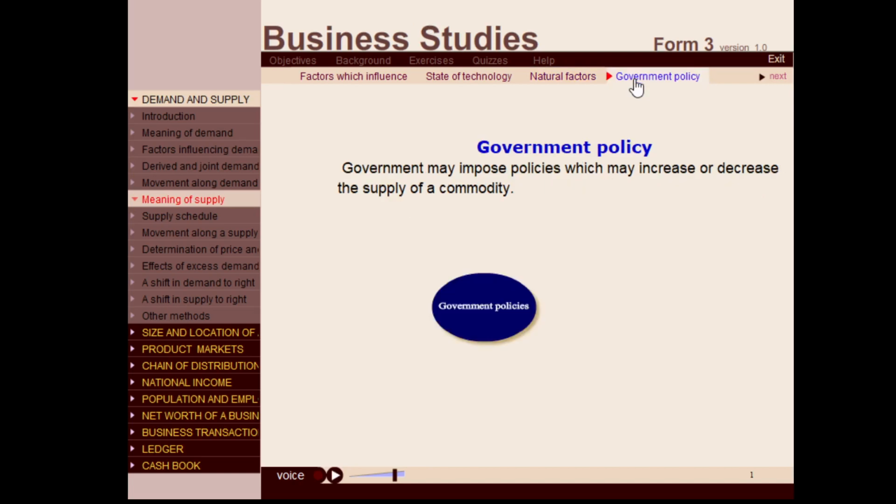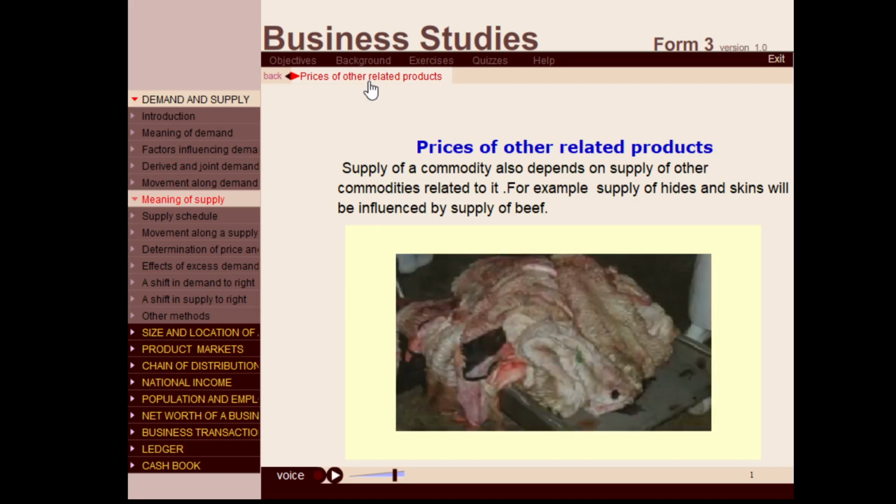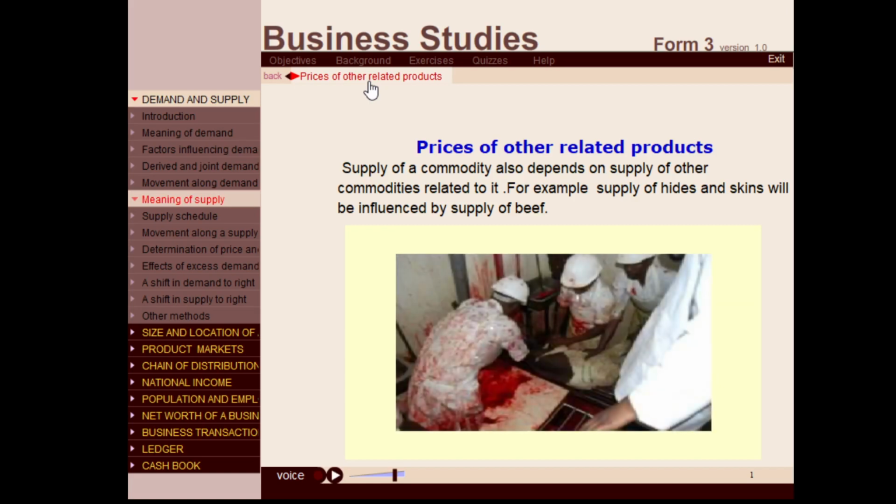Government policy. Government may impose policies which may increase or decrease the supply of a commodity. Prices of other related products. Supply of a commodity also depends on supply of other commodities related to it. For example, supply of hides and skins will be influenced by supply of beef.